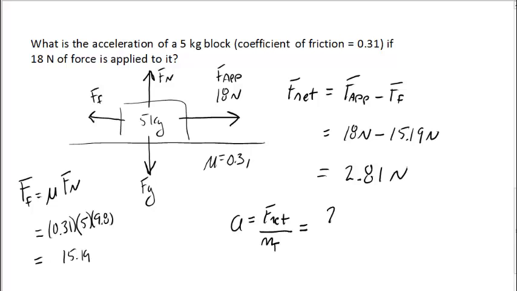So we start with this one, 2.81 newtons over a mass of 5 kilograms, which gives us an acceleration of 0.562 meters per second squared, and I'll say going to the right.